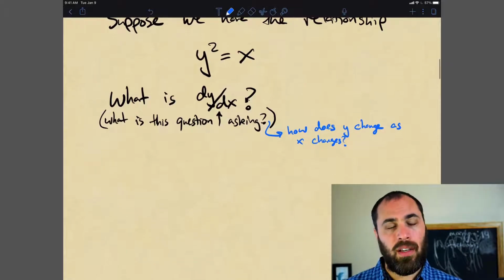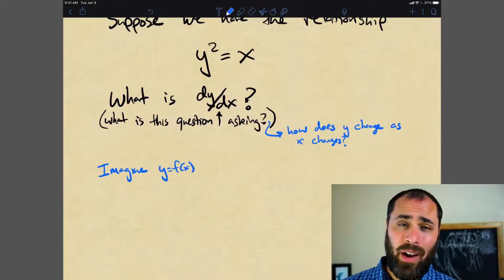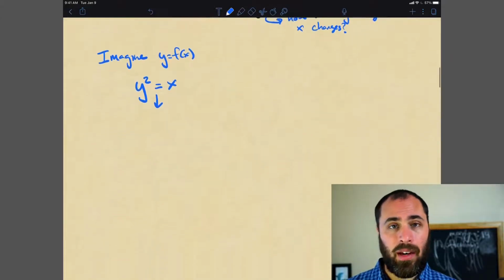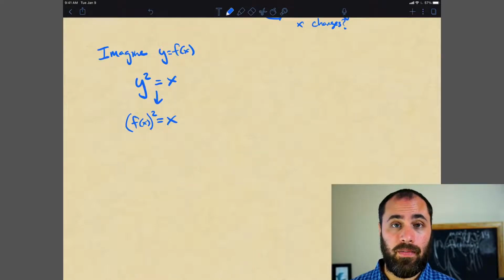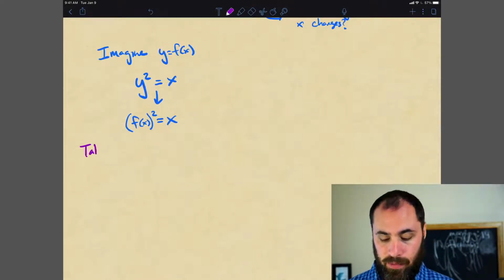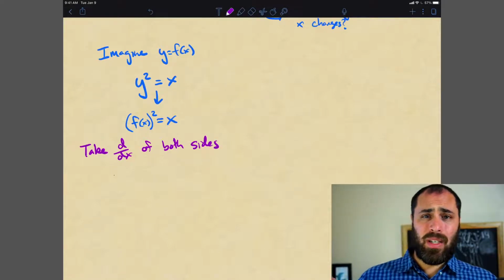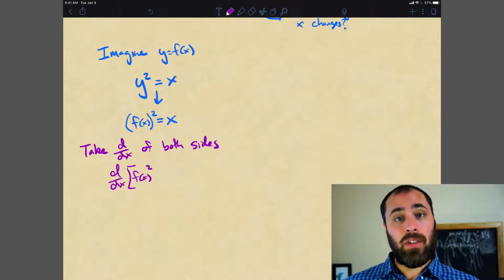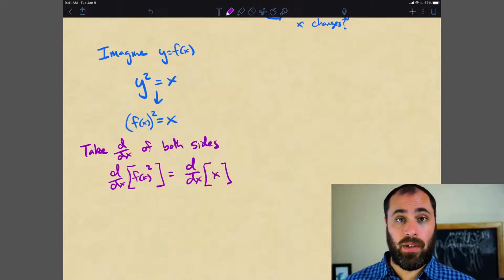So to do this, maybe let's make that a little more clear. Instead of writing y, let's write f of x, because we're treating y as a function of x. And if I do that, we get f of x squared equals x. And hopefully now you see why this is related to the last example. Now, if we want to talk about dy/dx, a derivative, we need to differentiate. Well, we've got two sides of an equation, we can't just differentiate one or the other. To keep things equal, we'll differentiate both sides. That is, we'll take the derivative of both sides of this equation with respect to x.